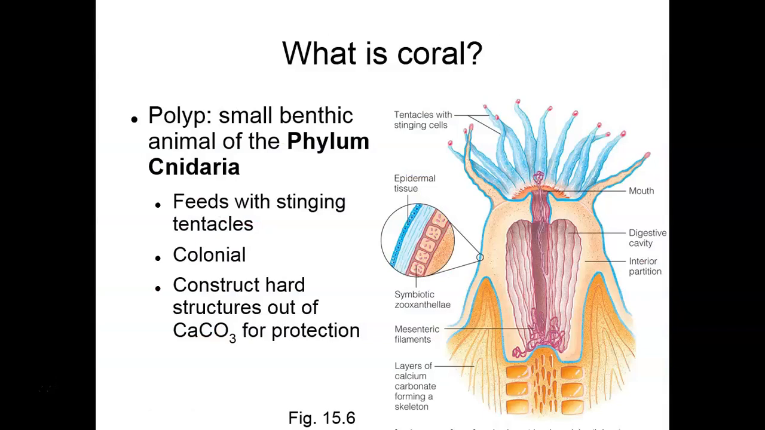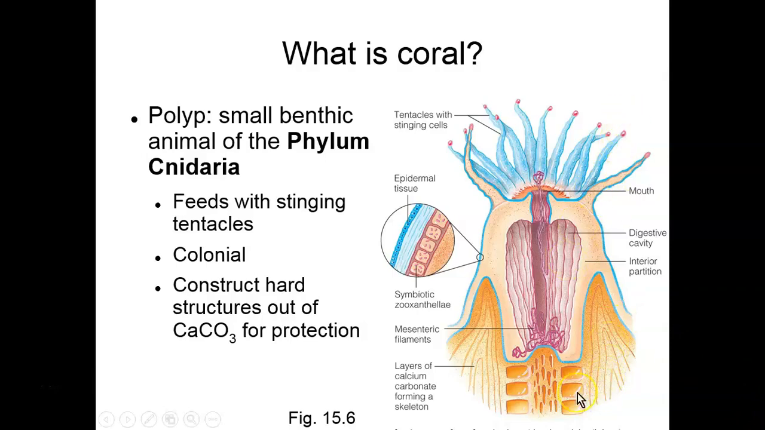So let's start out by talking about what coral is. So coral is in the phylum Cnidaria. It is a small benthic animal. Okay, so coral is an animal. It is not a plant. It's not algae, and it's in the phylum Cnidaria, which means that it has stinging cells. Okay, or cells that are at the ends of their tentacles.